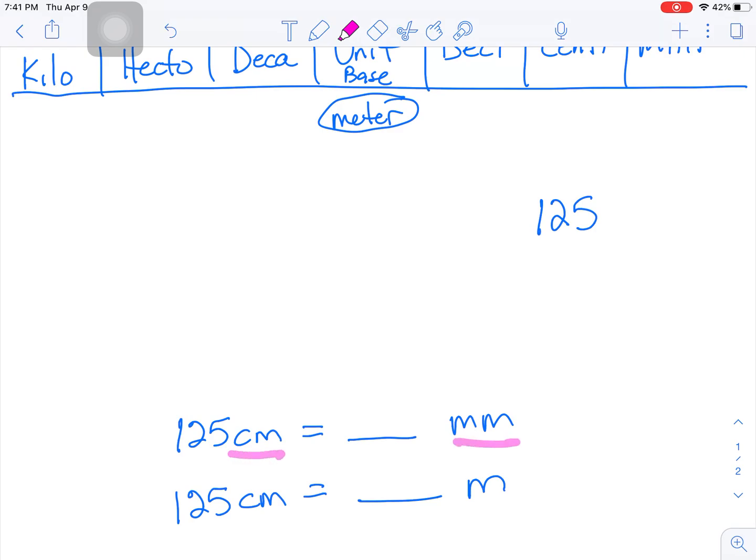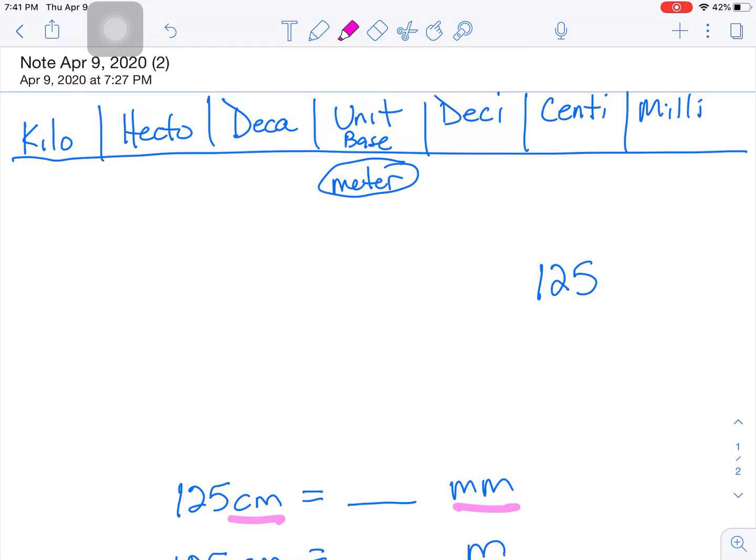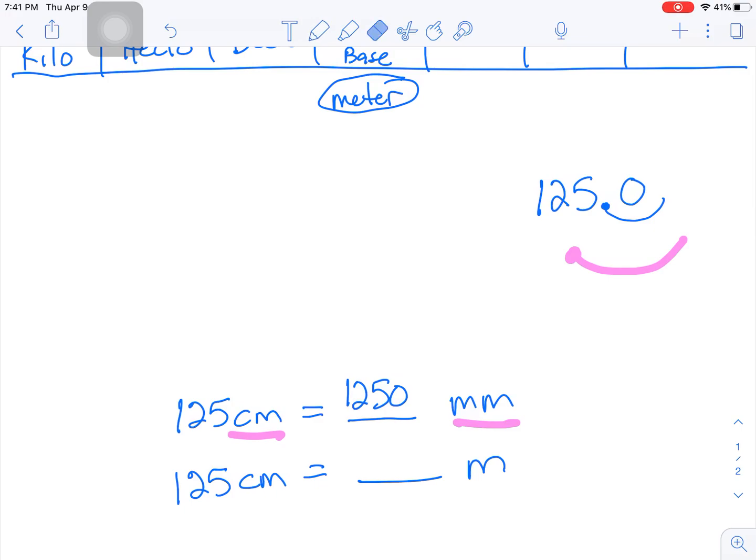Centimeters turning into millimeters. Well, I'm going to put my pen down on my chart, and I'm going to say centimeters is where I am, millimeters is only one hop over. I find my decimal point. If I don't see it, it's at the end. When I move it only one hop, it just adds a 0, so I would have 1,250 millimeters.